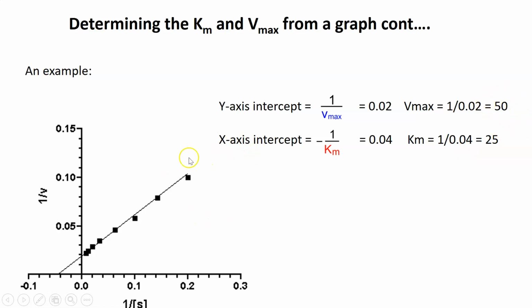Now, the x-axis, it intercepts here. This is in increments of 0.02: 0.02, 0.04, 0.06, 0.08, 0.1. Again, we're just approximating here to keep it simple. It's 0.04, so 1 over 0.04 is 25. And that's how you would calculate the Vmax and the Km from a Lineweaver-Burk plot.